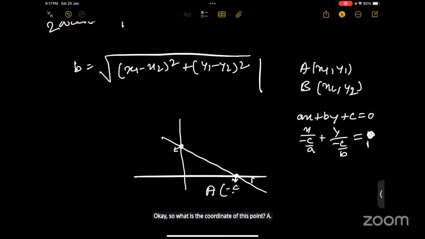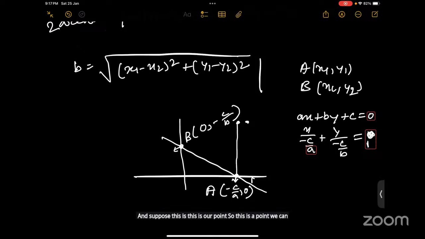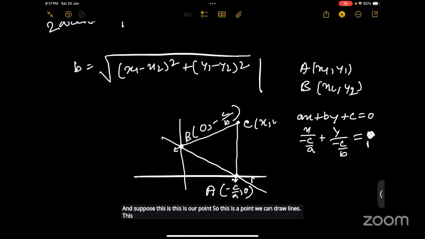Minus c by a comma 0, and B is 0 comma minus c by b. Suppose this is our point. Because this is our point, we can draw lines. This is our point C, x comma y, right?